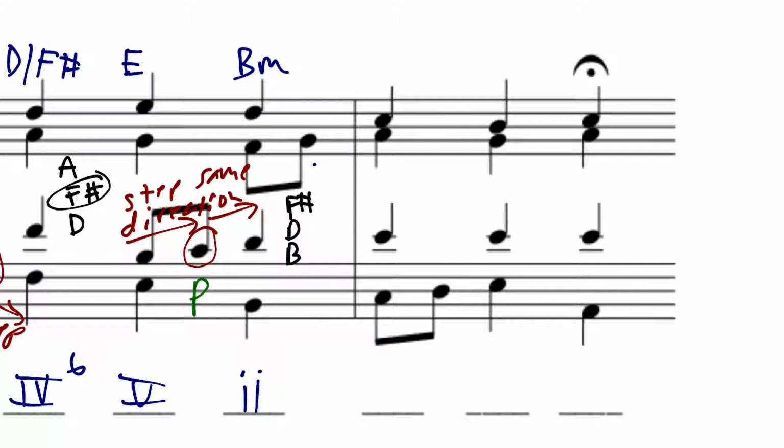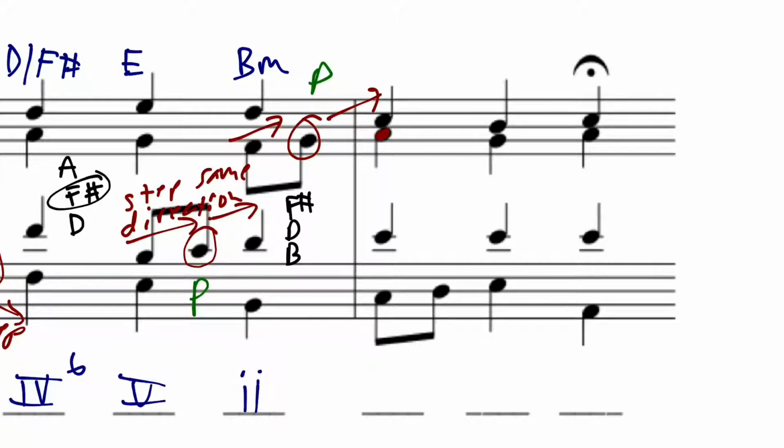But that G here is not part of the chord, right? It's a B, D, F sharp, no G in it. So let's circle that. What is it? Well, it's a tone that goes to a dissonance by a step, and then continues and resolves to this note here by a step. Because of that, step, step, it's got to be a passing tone.